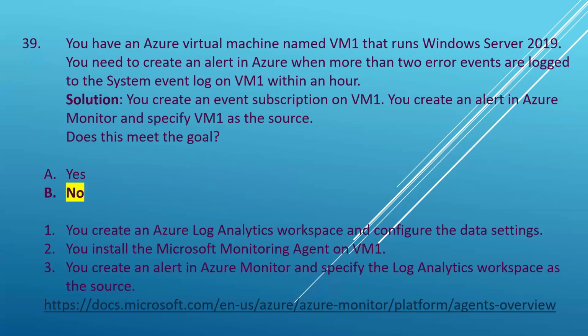You need to specify log analytics as the source for this alert and not the VM. The detailed steps are you create an Azure log analytics workspace and configure the data settings. Then you will install the Microsoft monitoring agent on VM1. And then you create an alert in Azure Monitor and specify the log analytics workspace as the source. Again, there is a link on your screen. Refer to this link to understand this setup in more detail.